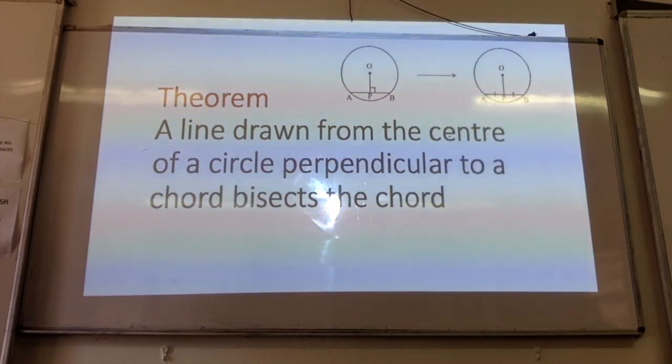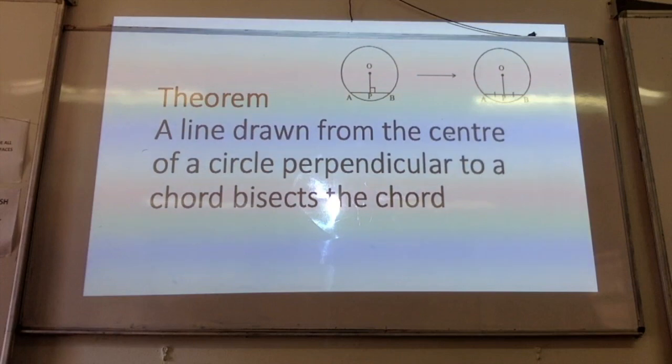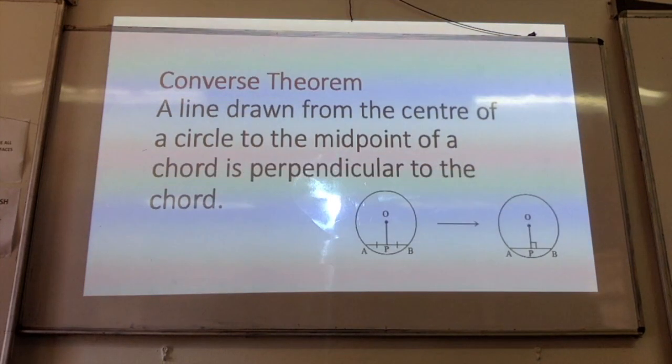This theorem here and this one are the same, right? This one is just a direct one. It tells us that if you draw a line from the center and you make that line perpendicular to a chord, then the line drawn from the center will be perpendicular to the chord. Now the converse is just the other way around.